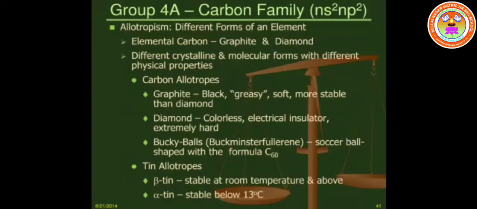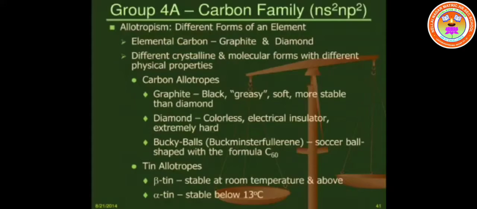Then the allotropes of tin are beta tin and alpha tin. Alpha tin is stable below 13 degrees Celsius, whereas beta tin is stable at room temperature and above. The same element changes its structure according to the temperature. Below 13 degrees Celsius, it is alpha tin. Above 13 degrees Celsius, when the temperature is increased, it becomes beta tin.